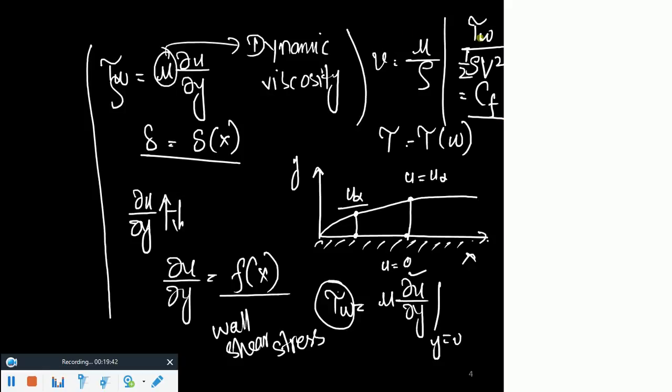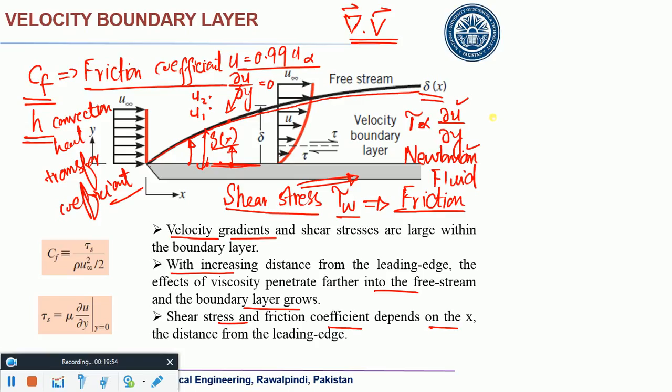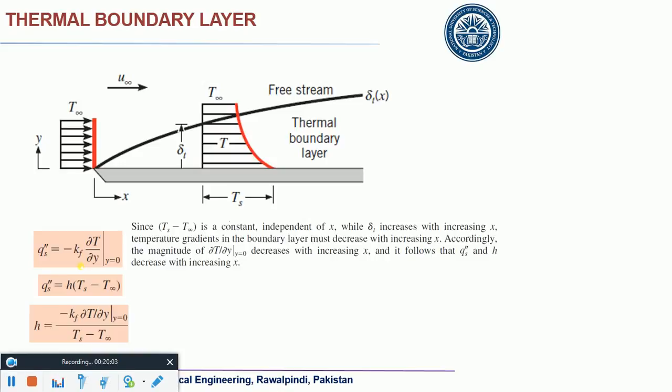Remember that. If you non-dimensionalize this wall shear stress, the value of shear stress at y equals 0, by the dynamic pressure, it is the friction coefficient. Remember this thing. You can see this definition over there. Friction coefficient is one of the most important parameters in convection studies. Any question about this thing?